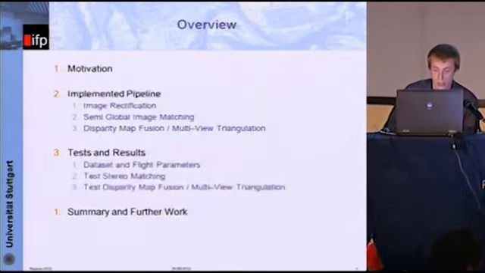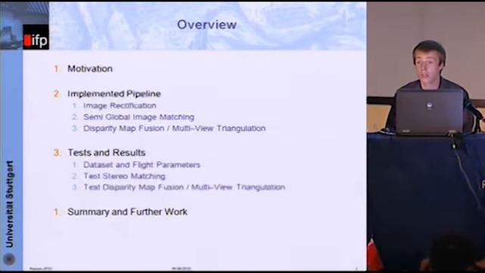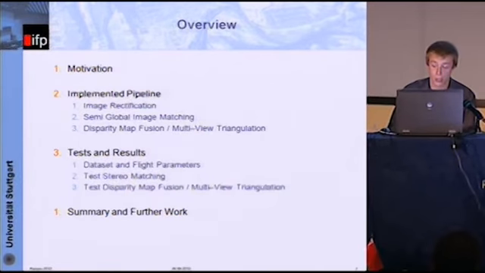Okay, I want to start with an overview: a motivation, then the implemented pipeline, which is in fact image rectification, the actual semi-global image matching, and disparity map fusing, or multiview triangulation. And I want to speak about tests and results. First, the data set, so the imagery we used, the test on stereo matching, where we actually look at the plane stereo matching technique, and some results on the disparity map fusion. And I'll close the talk with a summary and further work.